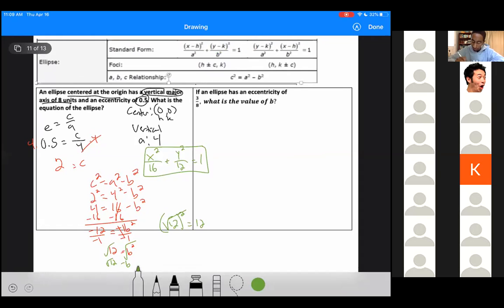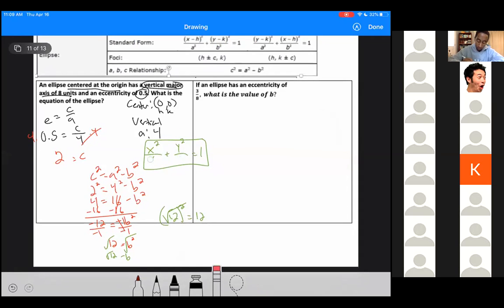Thank you. It has to be under Y, so we can just flip these. So this is 16, this is 12, right? Thank you, Carla. Yes, so just to clarify, if I confused you, my bad. Because it's vertical, the A goes under the Y, and the A here is 16. Or sorry, the A is 4, but 4 squared is 16. So the bigger number goes under the Y because it's vertical. Yes, thank you.